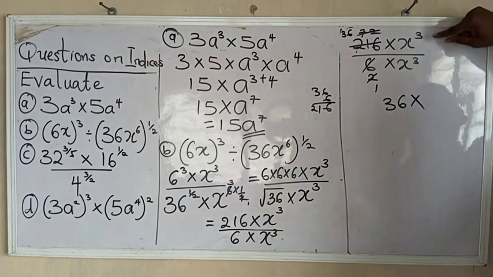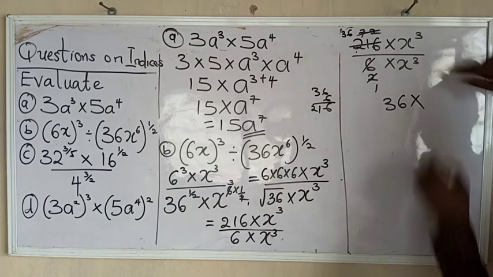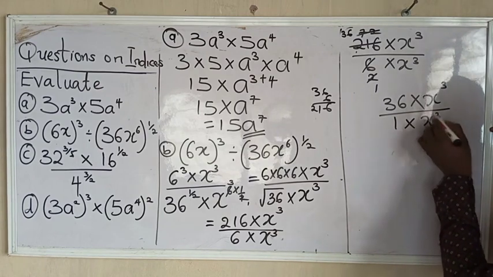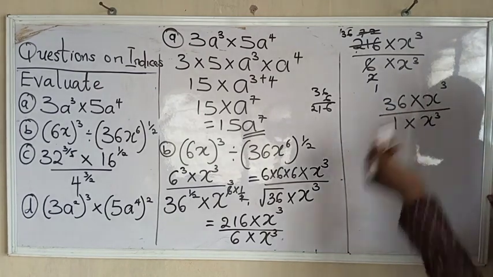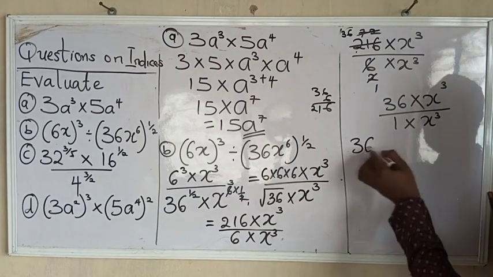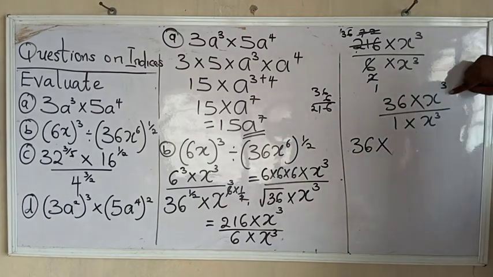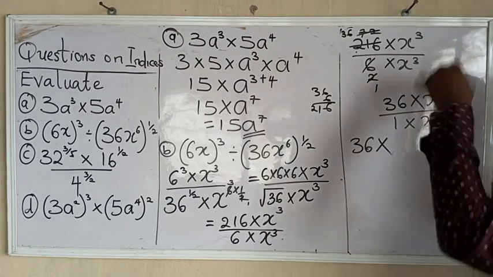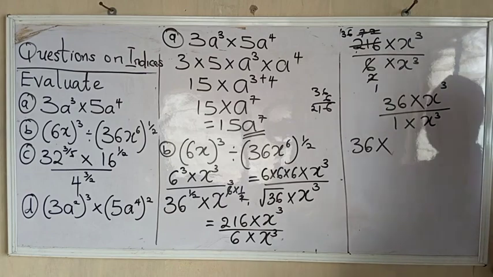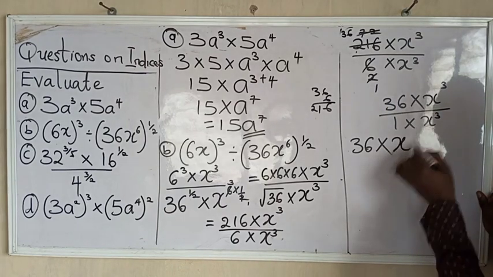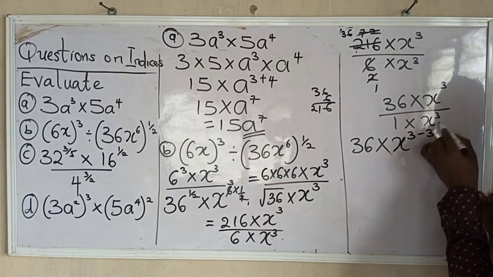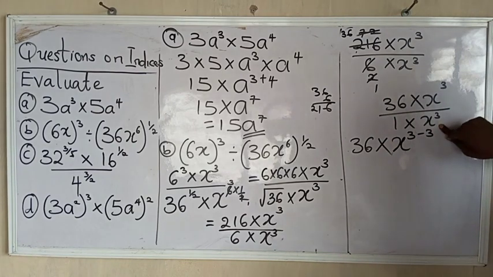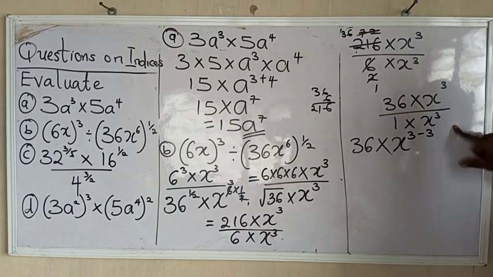Now, as you can see, x raised to power 3, let me even write it out, over 1 times x raised to power 3. So automatically 36 divided by 1 gives us 36 times. Now we can see x raised to power 3 divided by x raised to power 3. If you like, you can just divide, it cancels out. Or however, you can as well say x raised to power 3 minus 3, because it's just like saying a raised to power x divided by a raised to power y is what? A raised to power x minus y.